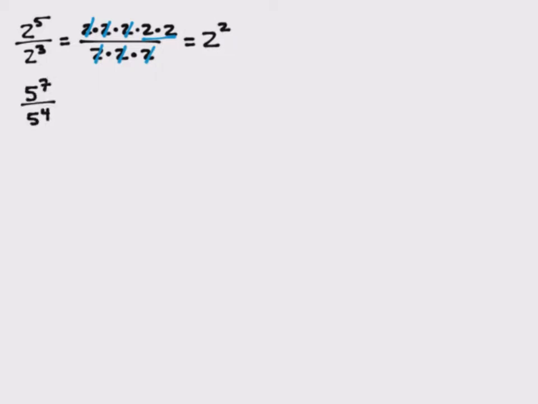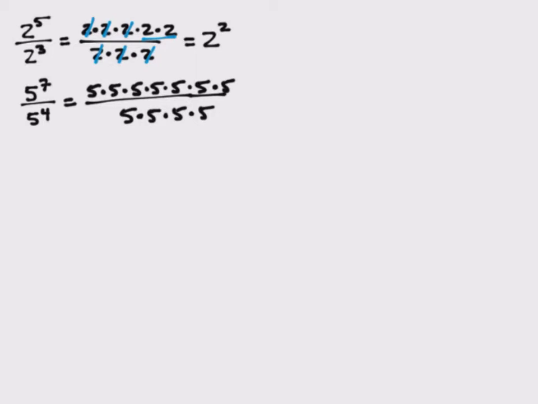What about 5 to the 7th over 5 to the 4th? Let's use the exact same strategy. 5 to the 7th power is the same thing as 5 times 5 times 5 times 5 times 5 times 5 times 5. That's a whole lot of 5's. And 5 to the 4th power is 5 times 5 times 5 times 5.